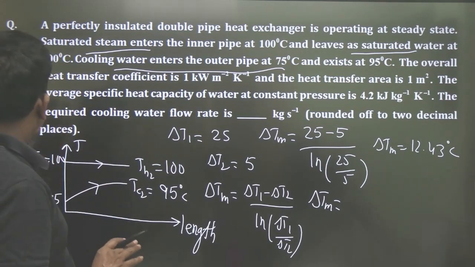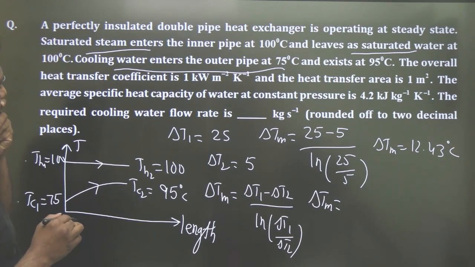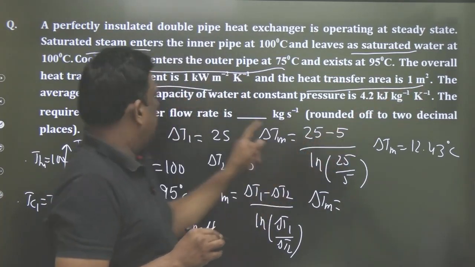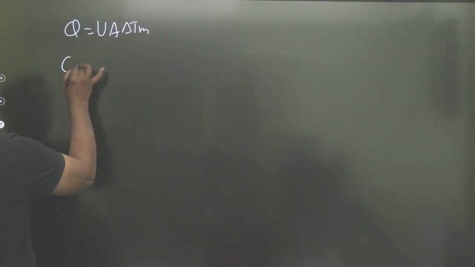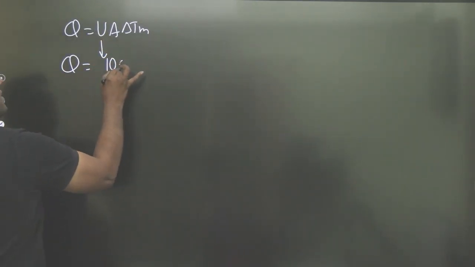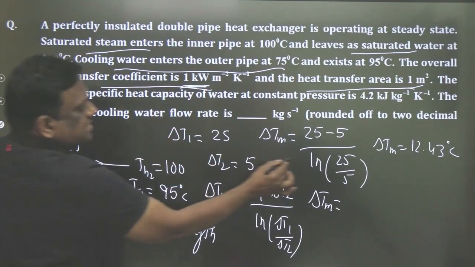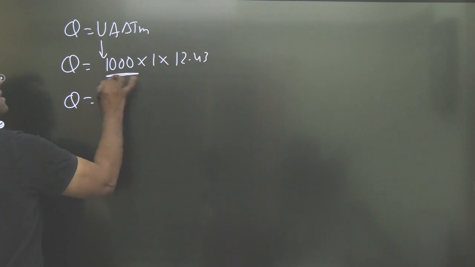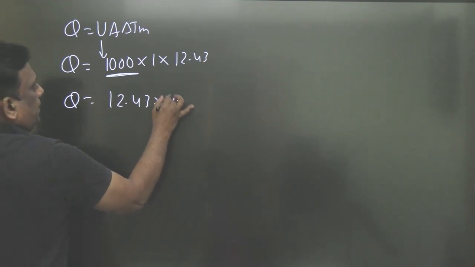What is the mass flow rate of cooling water? So first let's calculate the heat transfer. The heat transfer is given by UA delta Tm. The overall heat transfer coefficient is given and the heat transfer area is also given. The overall heat transfer coefficient is 1 kilowatt per meter square and the area is also 1. I am converting from kilowatt to watt, and delta Tm is 12.43. This is in watt per meter square per Kelvin. So you will get this as 12.43 into 10 power 3 watt.